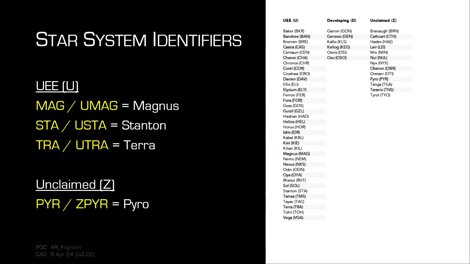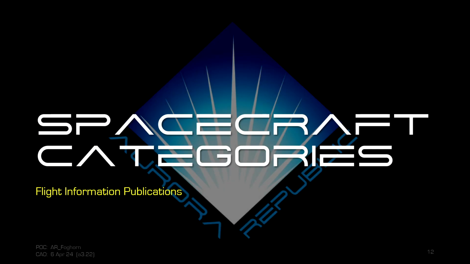Like I said, if you're going to use the 4-digit, then the first letter is U if it's a UEE system, D if it's a developing system, or Z if it's unclaimed. We don't know if that's going to also extend to the Banu, Xi'an, and Vanduul systems, if those are going to also have a 4th-digit preamble or prefix.